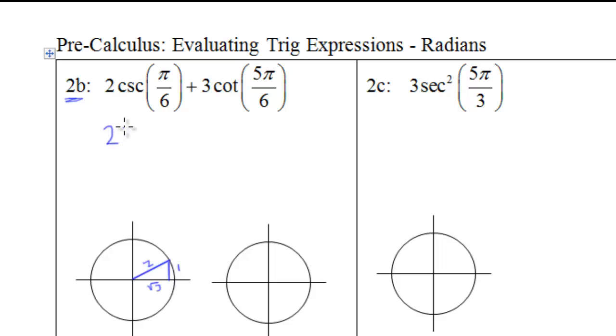So this problem is 2 times the cosecant of pi over 6. So cosecant is r over y, so I need the radius over the y coordinate. Plus 3 times the cotangent of 5 pi over 6.